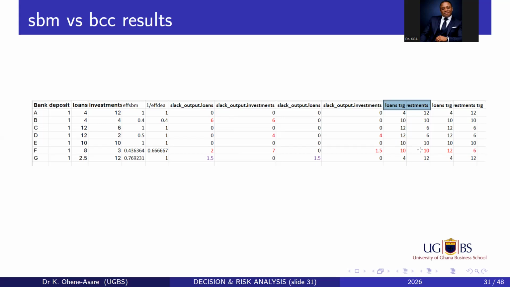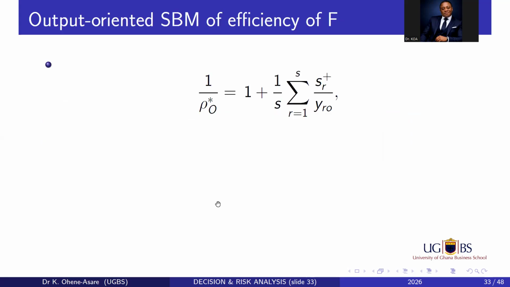There's a lot more to do. There's so much shortfall of output that is supposed to be targeted. And that is one beautiful thing about the slack. The slack can let you bring out the best in you because it will identify deep weaknesses in you for you to be able to pull up your weight. Very, very important. Now, we are going to look at the output-oriented SBM for F.